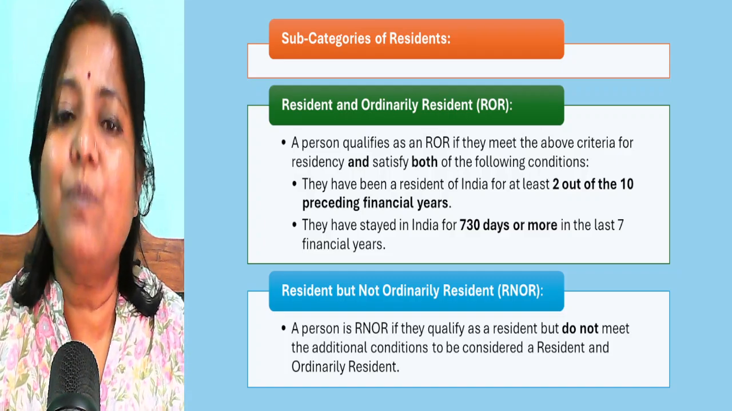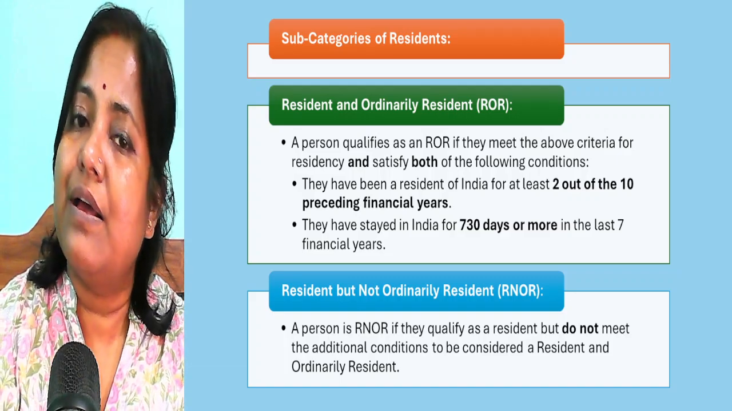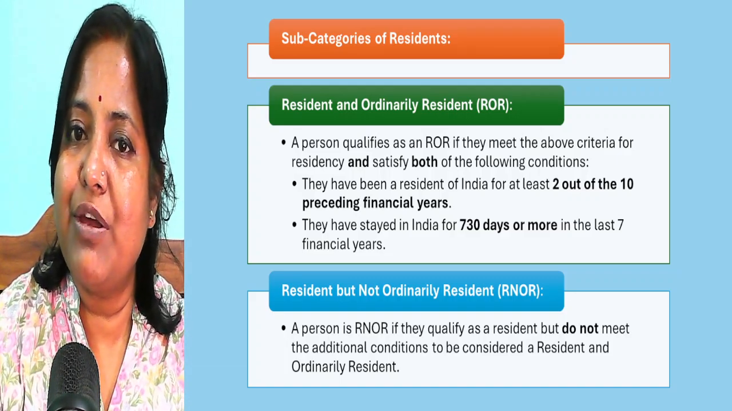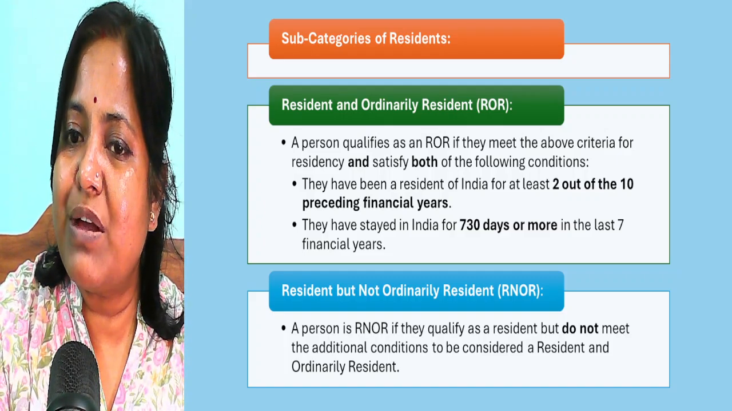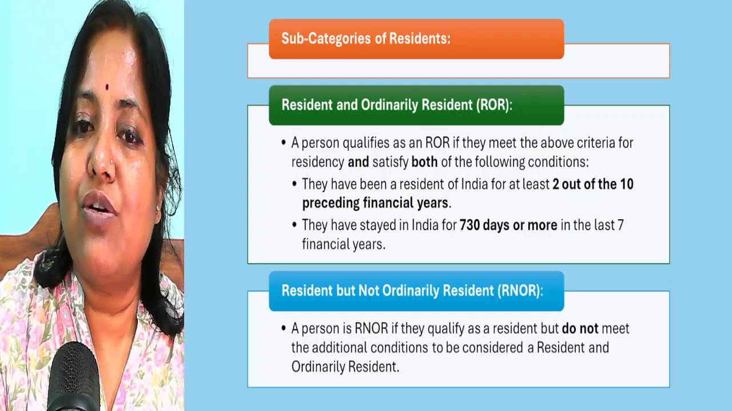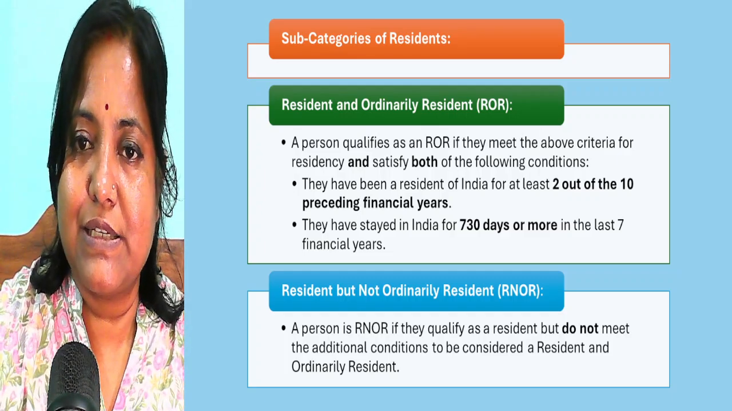So it is clear, I hope. A resident and ordinary resident satisfies the conditions of being resident, along with the additional conditions. And if an individual satisfies only the conditions of becoming a resident but does not meet the additional conditions to be considered a resident and ordinary resident, then he becomes resident but not ordinary resident.